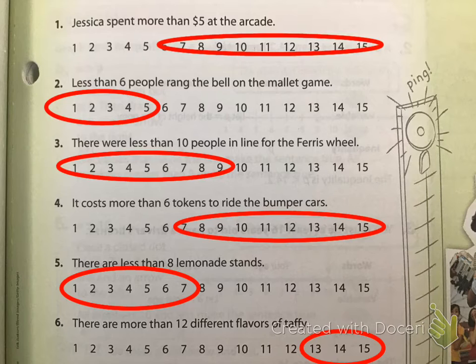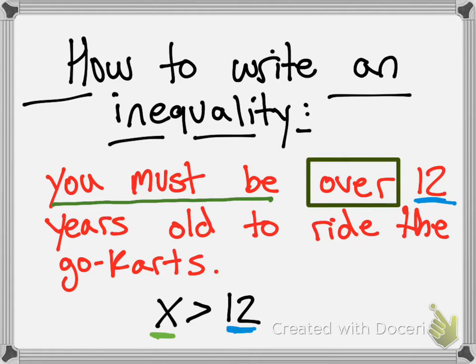So far, it's pretty easy, right? We're seeing that there are multiple solutions to inequalities. Each of these is an inequality. For example, Jessica spent more than $5 at the arcade. Jessica spent more than 5. So we have to include all numbers bigger than 5. This is how you write an inequality. So if we write this, we see these keywords.